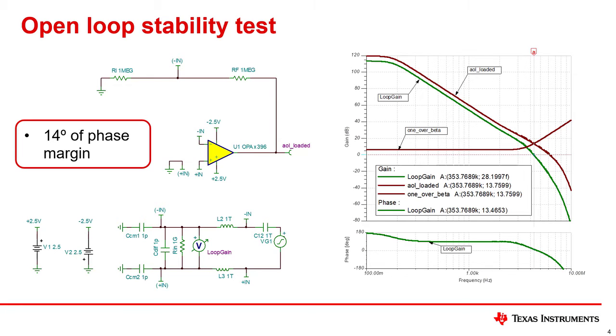Simulating the same circuit with the open loop test configuration is the best way to confirm phase margin. In this case, you can see that the phase margin is about 14 degrees. Notice on the gain plot that the 1/beta function increases at high frequency. This happens because the amplifier's input capacitance interacts with the feedback network.